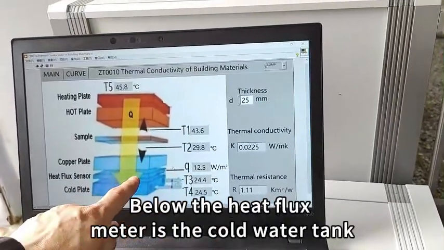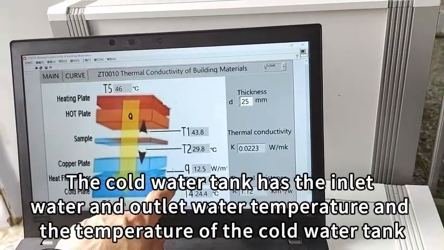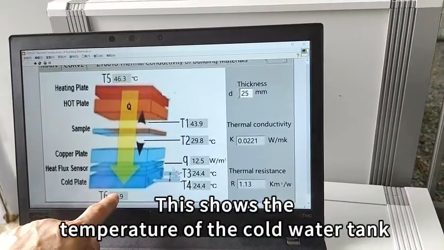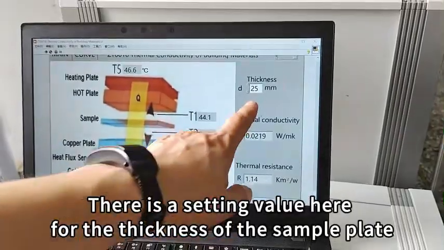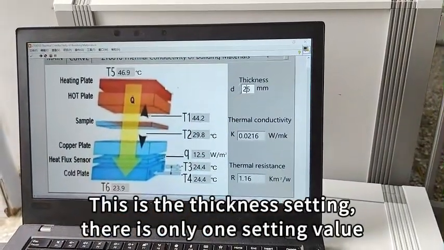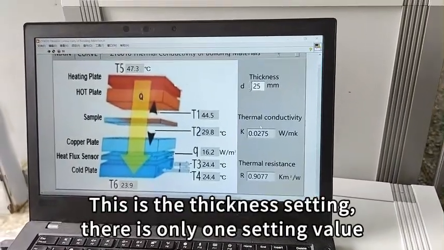Below the heat flux meter is the cold water tank. The cold water tank has the inlet water and outlet water temperature and the temperature of the cold water tank. This shows the temperature of the cold water tank. There is a setting value here from the thickness of the sample plate. Be sure to set this thickness every time you change the sample. This is the thickness setting. There is only one setting value.